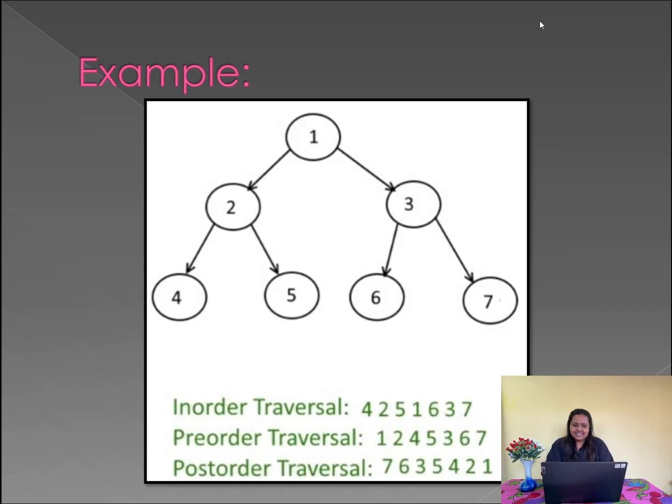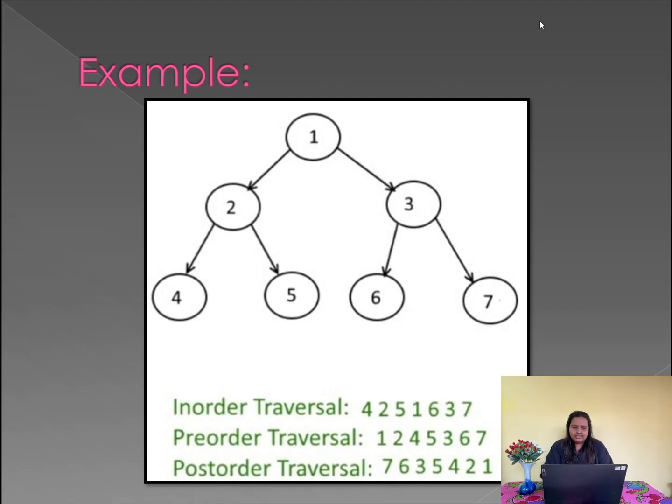Now let's understand tree traversals using this binary tree shown on the screen. Here, 1 is the root node. It has 2 children. Left child 2, right child 3. Node 2 further has left child 4, right child 5. Node 3 further has left child 6, right child 7.